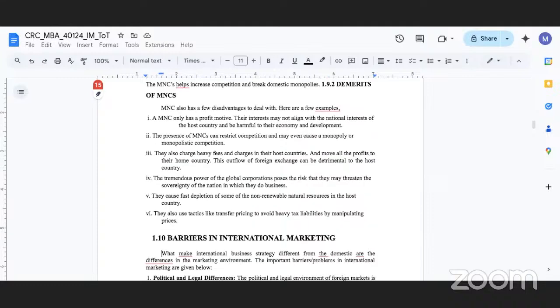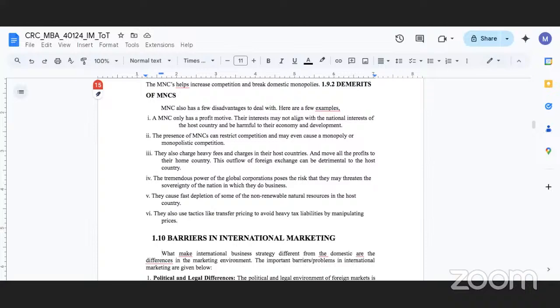Now let's move to the demerits of MNCs. MNCs also have a few disadvantages. One is most MNCs have a profit motive. Now, this can be considered as both a plus and a minus, but their interests may not align with the national interests of the host country.